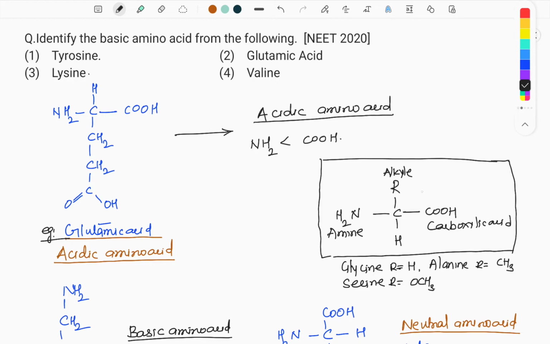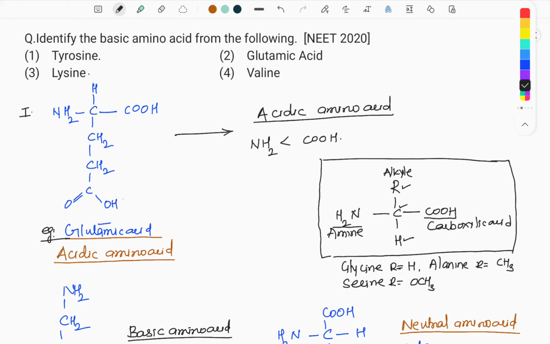See, apart from the alpha carbon, alkyl group and hydrogen, these two that I am talking about, that is the amine group and carboxylic acid, will determine whether the given amino acid is acidic or basic. That is what he is asking in the question. If you see the left hand side of the diagram, which I am marking as Roman 1, you find that NH2 groups are less than COOH groups.